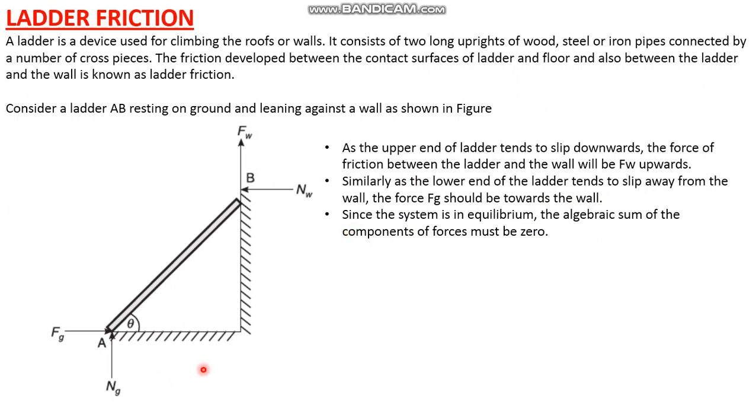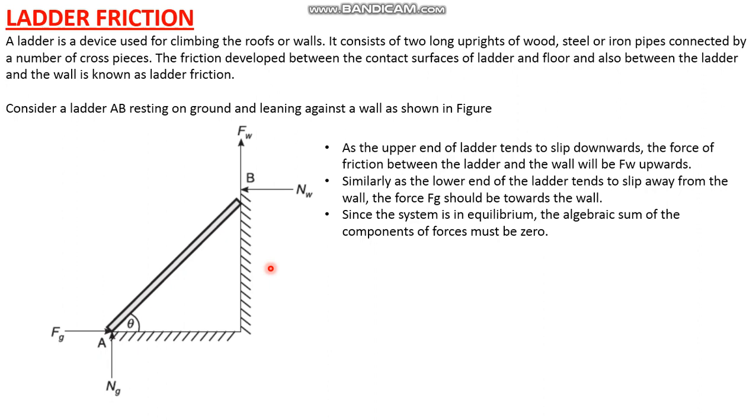Now if you analyze this, apart from these forces you have the weight of the ladder, and if a man is climbing, the weight of the man also will be there, and this is the angle between the ladder and the horizontal surface. Usually this will be a non-concurrent force system. So we have to use three equilibrium equations: summation of H equals 0, summation of V equals 0, and summation of moment about any point equals 0. These are the equilibrium equations you have to consider to solve.